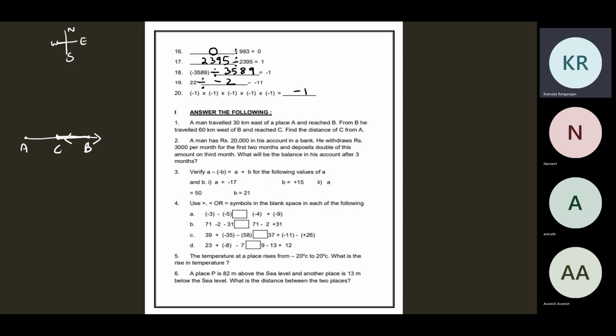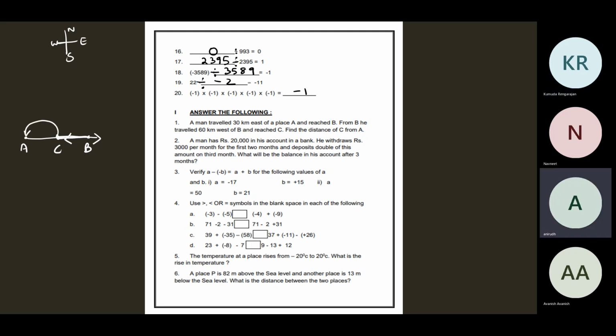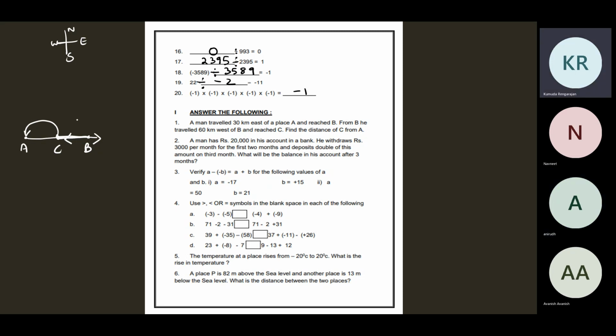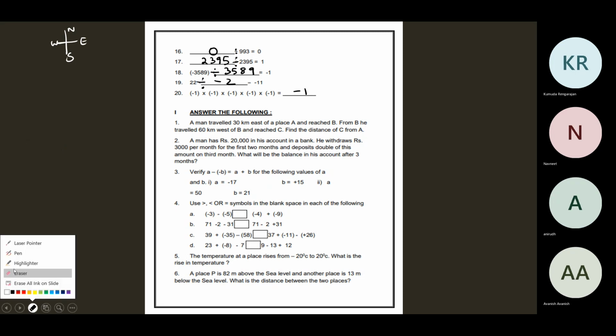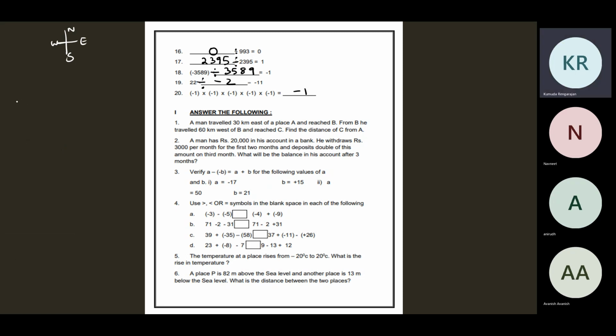Find the distance of C from A. What is the distance of C from A? This one you should find. And 30 kilometers. Okay. So the statements for this one. So this will be the diagram. So the answer for the first one.